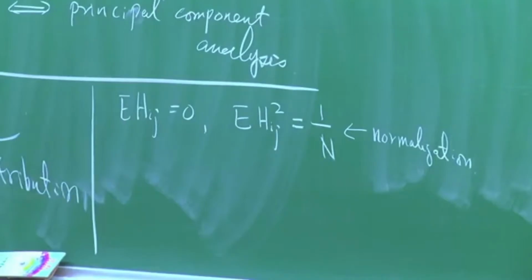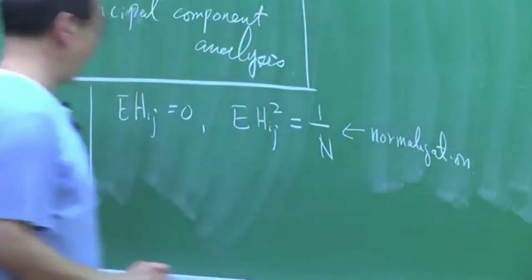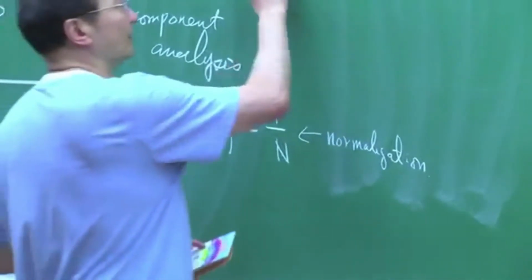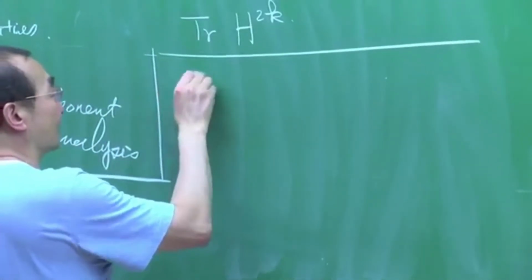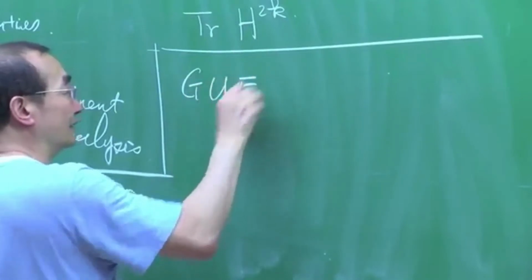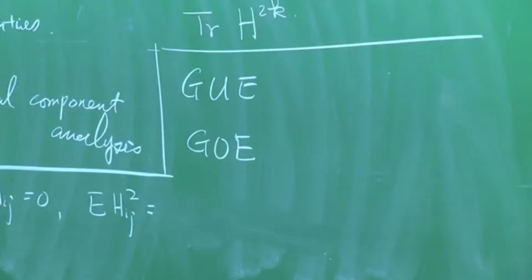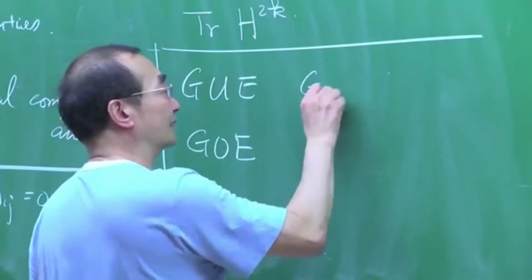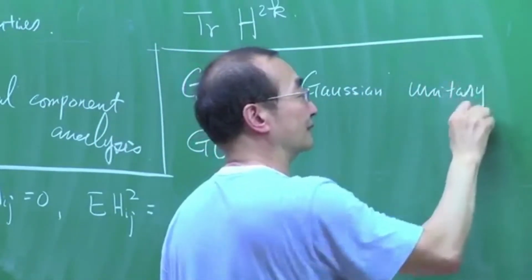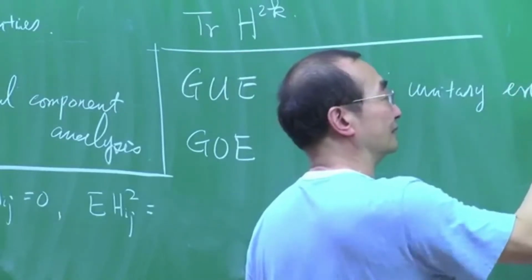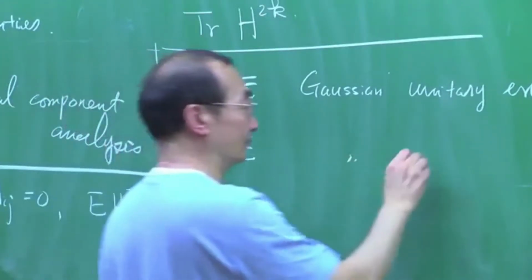So let me consider first a class, maybe I should introduce it. Oh, sorry. Let me introduce this class. It's Gaussian. So there are two classes: one is the GUE, one is the GOE. This is the Gaussian Unitary Ensemble, and this is the Gaussian Orthogonal Ensemble.